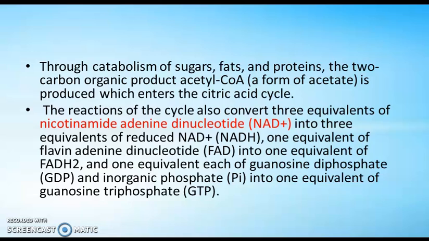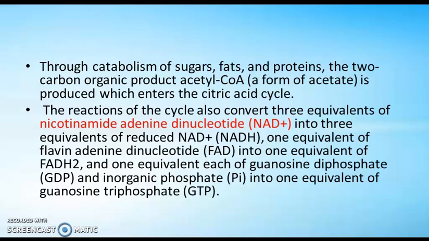Through the catabolism of sugars, fats and proteins, the 2-carbon organic product acetyl-CoA is produced. So it enters the citric acid cycle. It is produced as a result of the catabolism of sugars, fats and proteins. The reaction of the cycle also converts 3 equivalents of NAD+, which I have already mentioned, nicotinamide adenine dinucleotide, into 3 equivalents of reduced NAD+.